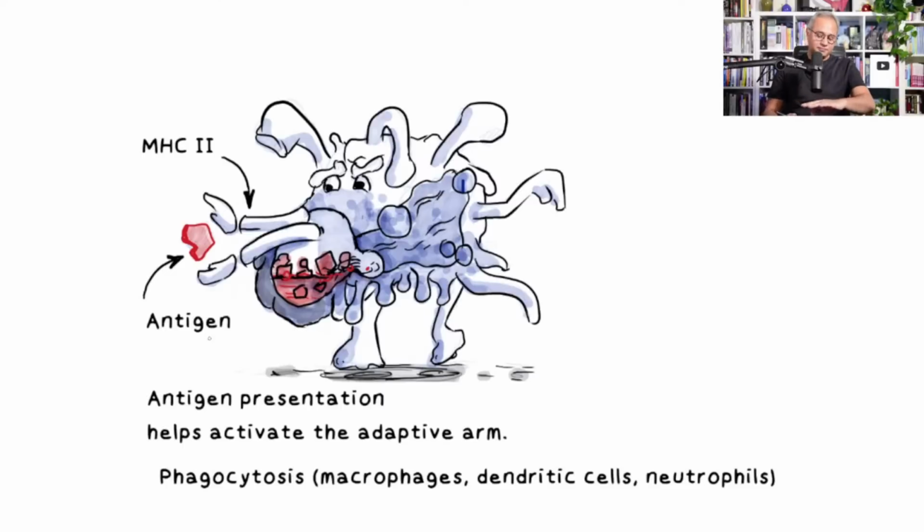So, core concept of immunology done. What is that concept? Antigen presentation. Why is it important? Because it activates the adaptive arm.